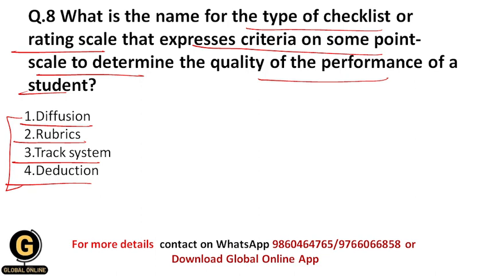So students, whenever you see these options, you will understand that diffusion is the term which occurs in the osmosis part, or whenever there is the flow of water or substances across the cells. So this is nothing but diffusion, and that's why this concept is considered in biology. Diffusion does not play any role in the type of checklist or rating scale in research methodology. That's why this option gets eliminated. Track system, again this is eliminated. Deduction gets eliminated. So the remaining option, that is rubrics, is your correct answer.